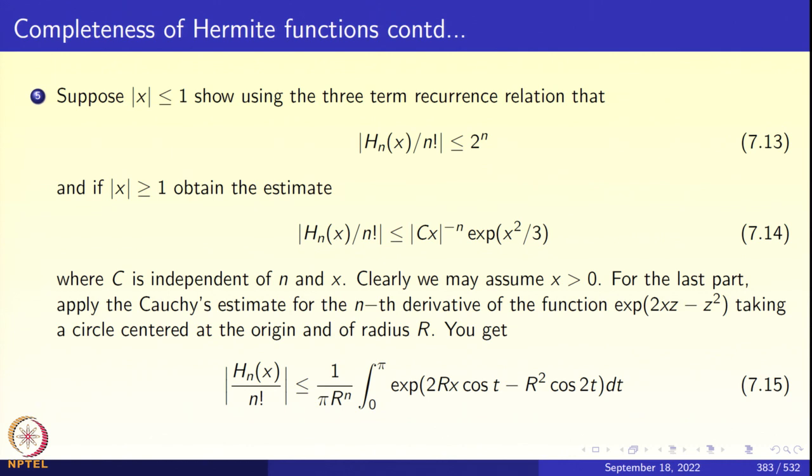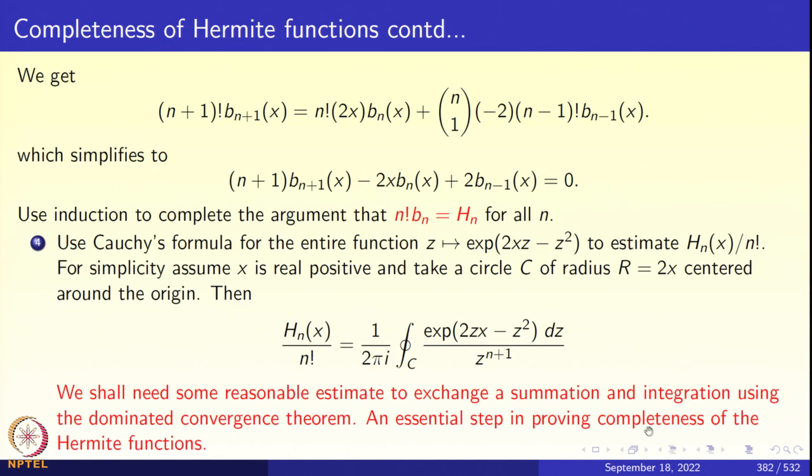And now we are going to use Cauchy's formula for the nth derivative of the function e to the power 2zx minus z squared. And 1 upon z to the power n plus 1, remember that's what we had. 1 upon z to the power n plus 1 will give you r to the power n plus 1, and dz will give you a factor of r. So that will cancel out and you will get r to the power n in the denominator. And then the integral will go from minus pi to pi because you got a circle of radius r, and e to the power 2rx cos theta plus i times sine theta, and I'm going to take the absolute value of the exponential.